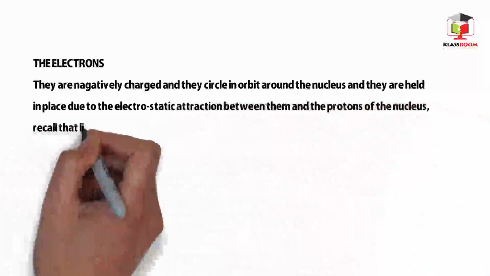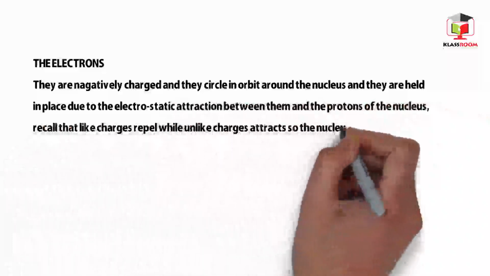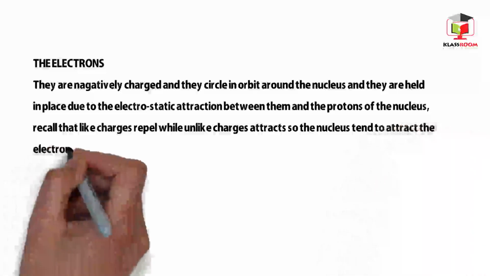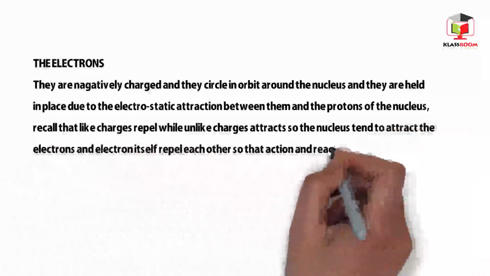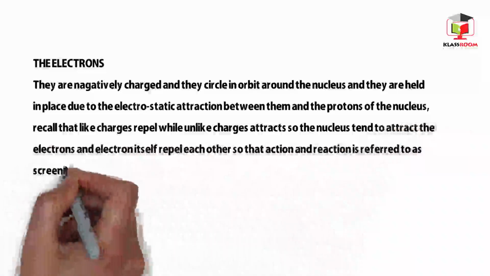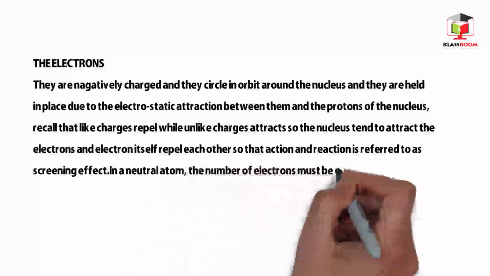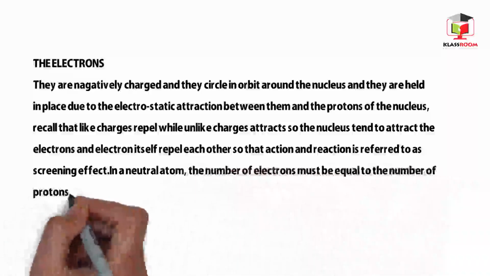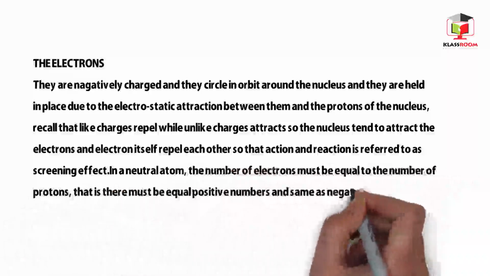Recall that like charges repel while unlike charges attract. So the nucleus tends to attract the electrons and the electrons themselves repel each other. That action and reaction is referred to as screening effect. In a neutral atom, the number of electrons must be equal to the number of protons. That is, there must be equal positive numbers and the same as negative numbers.